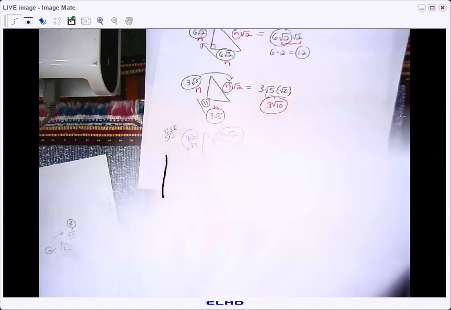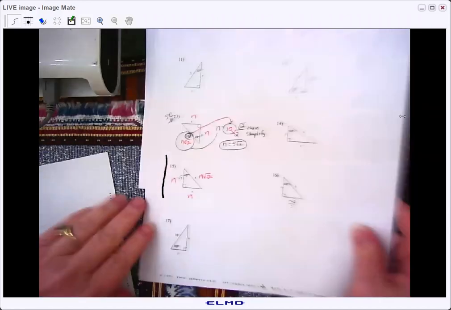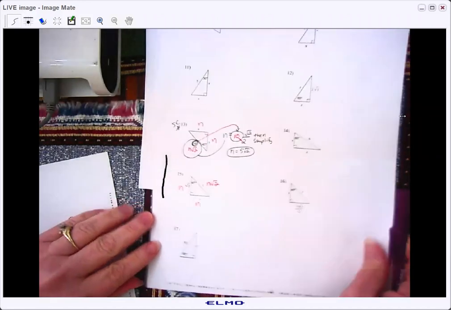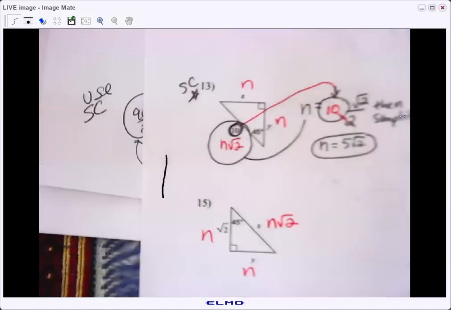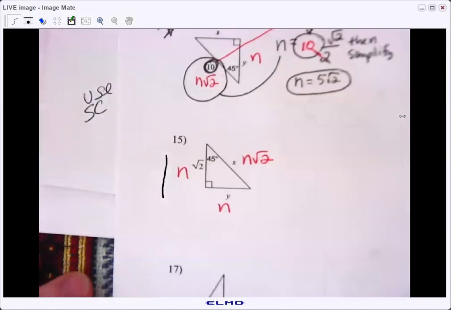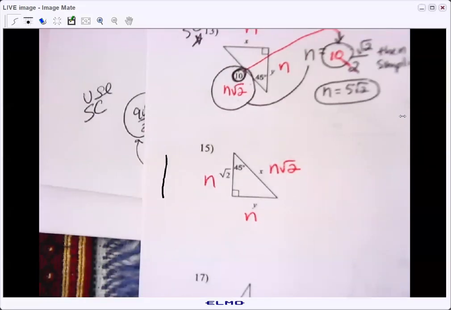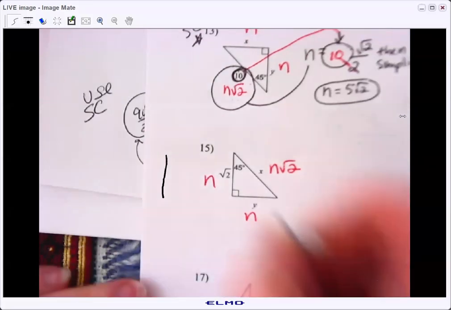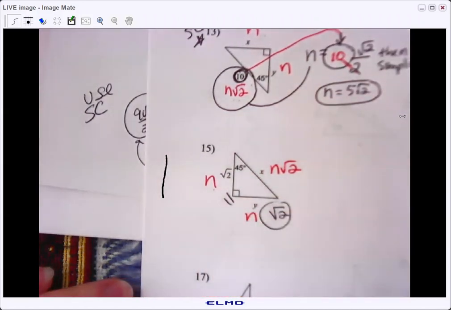So let's go back to our problems. We were on number 15. Okay, so back out. If my left side is root 2, what does that make the bottom? Root 2. They're all the same. These two are equal. That makes that root 2.